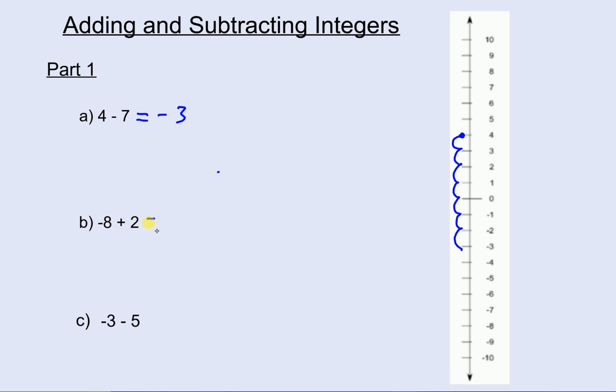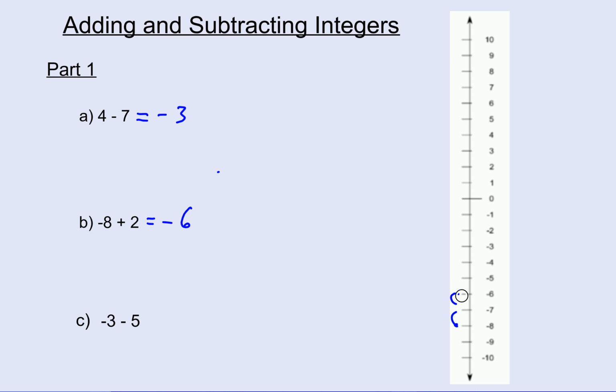So we'll look at the second one now. I'm just going to rub out that stuff on the right there, and we'll start again. So we just do the same idea. The first number is -8, that is our starting point. So I'll start down here at -8, and then +2 means I'm going to go up 2. Go up 1, up 2. That's my final answer, -6.